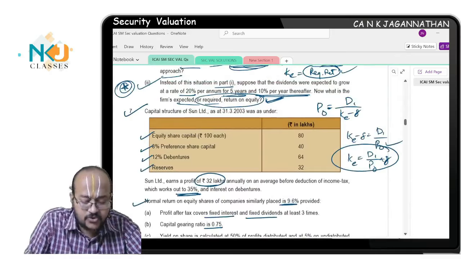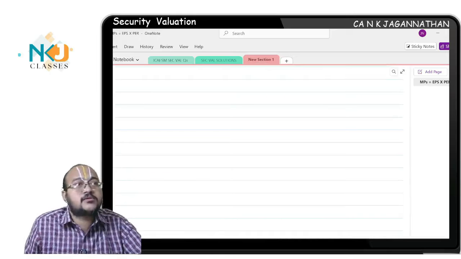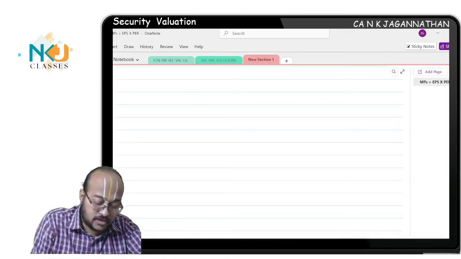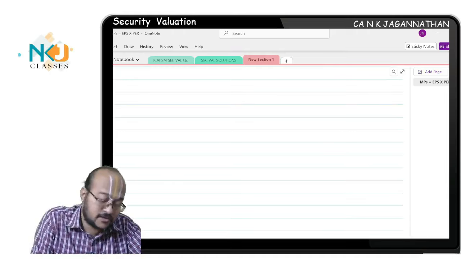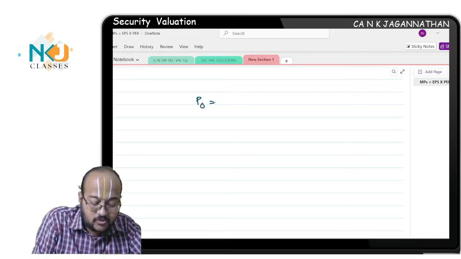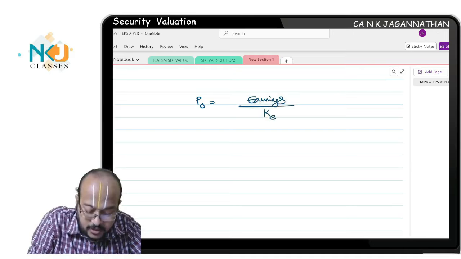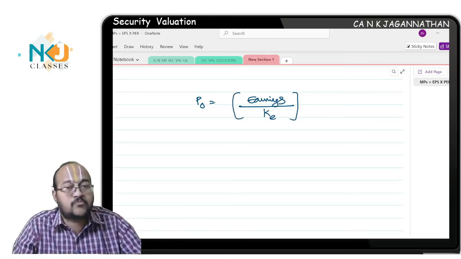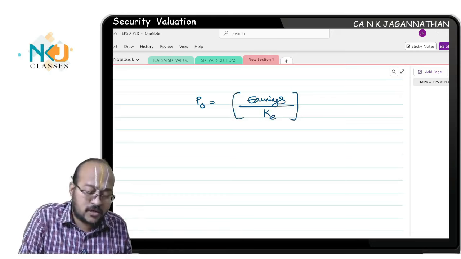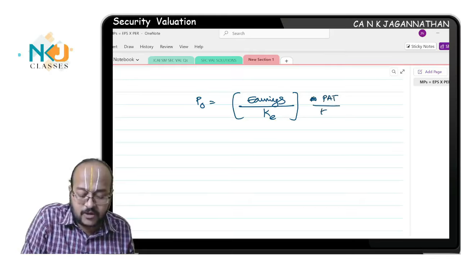Before solving the question, before looking at the solution, I will tell you a few things regarding valuation. Now I will give you an overview. They are trying to use the earnings capitalization model. P0, or the fair value of the equity share, is nothing but the earnings by the company divided by KE. As per the constant earnings share valuation model, this is the formula: earnings divided by KE.